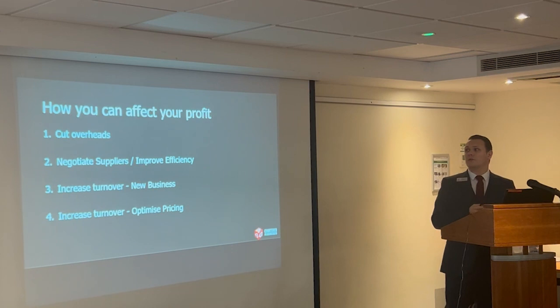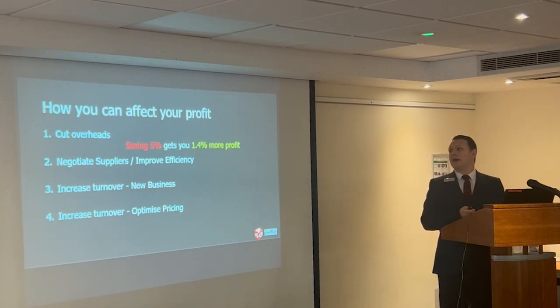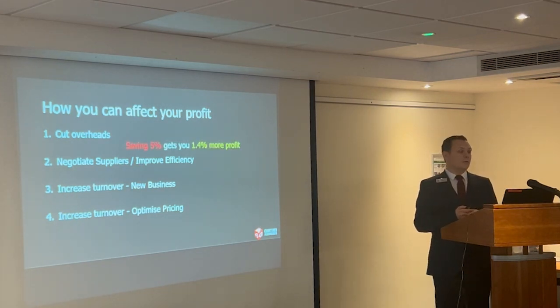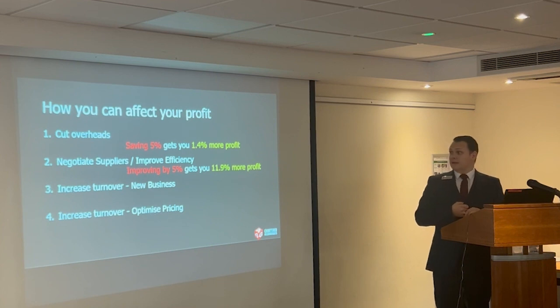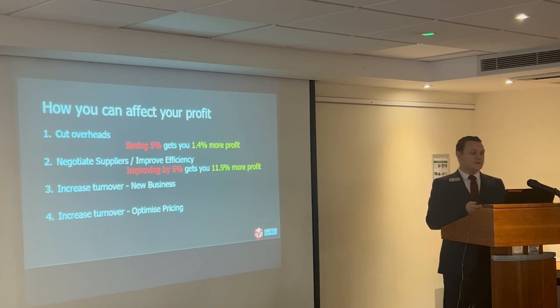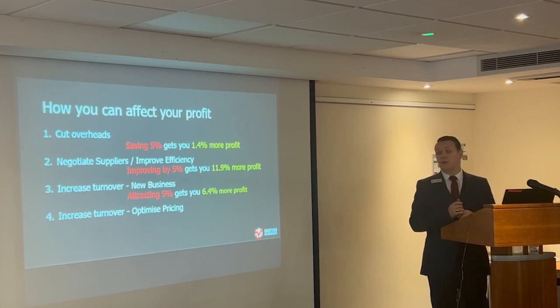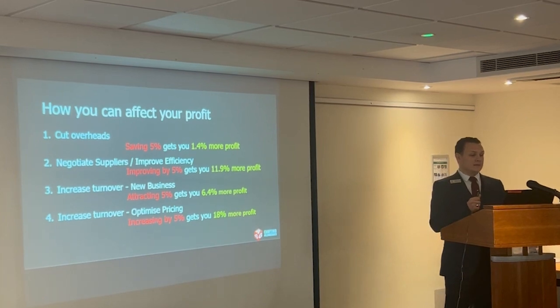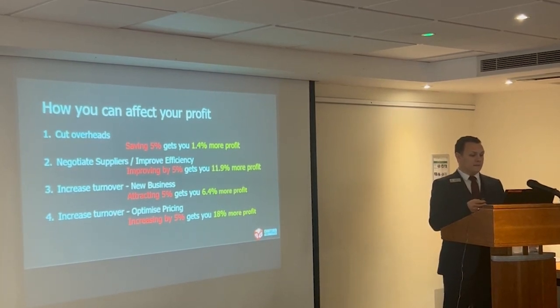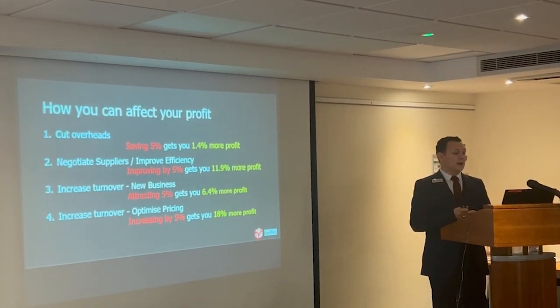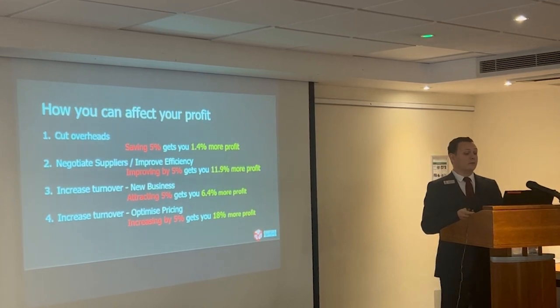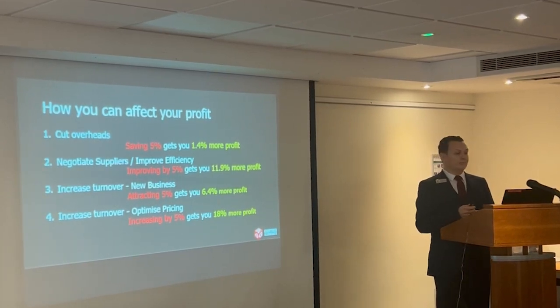Now, to summarise all of those options, if we cut our overheads, saving 5% gives you 1.4%. Negotiating 5% on suppliers gives you 11.9% more profit. Turning over by 5% gives you 6.4%. And in optimising your pricing, increasing pricing by 5% gives you 18% more profit.